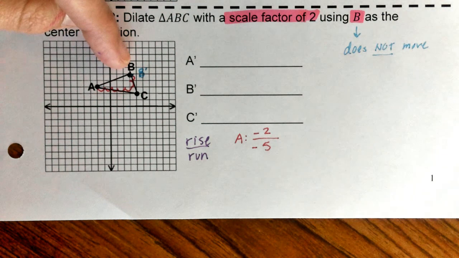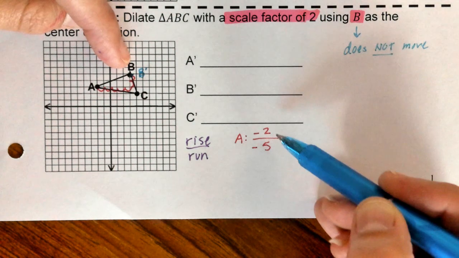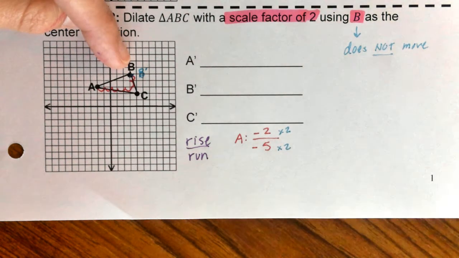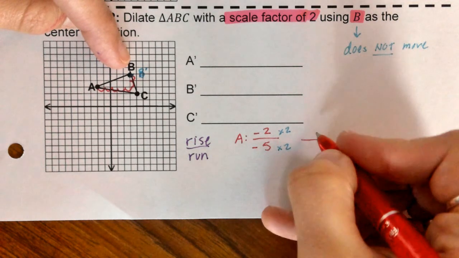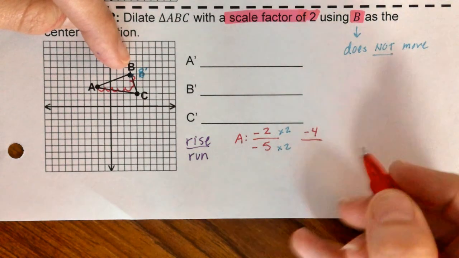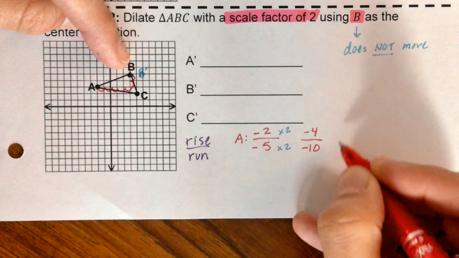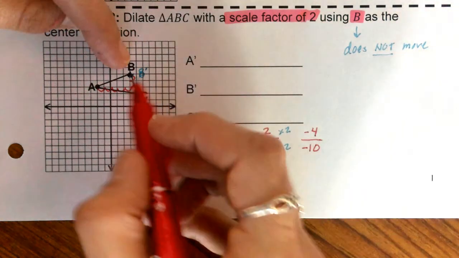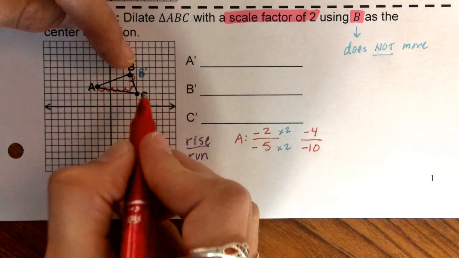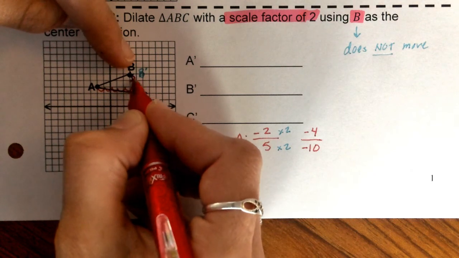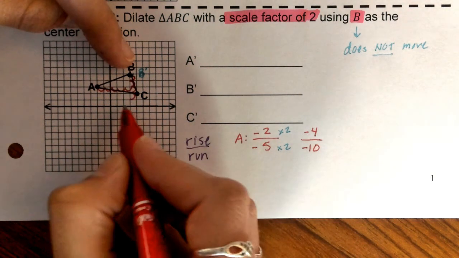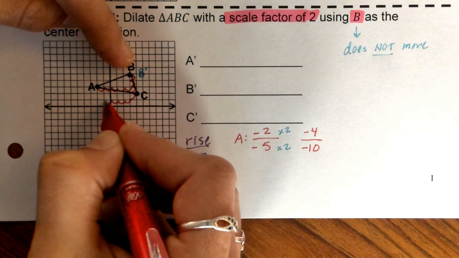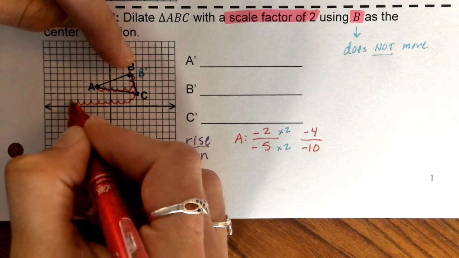So now what we're doing is we're taking our scale factor, and instead of multiplying the x and y coordinates, we're multiplying the rise and the run. So here we'll multiply both of these by 2, and we're going to come out with negative 2 times 2 is negative 4, negative 5 times 2 is going to be a negative 10. Do not simplify it. This is now what you're going to use to get to A prime. Start at your center of dilation, point B, and we'll do our rise negative 4, which means down 4, 1, 2, 3, 4. And then we can run, which is a negative, so we need to go left 10. 1, 2, 3, 4, 5, 6, 7, 8, 9, 10.